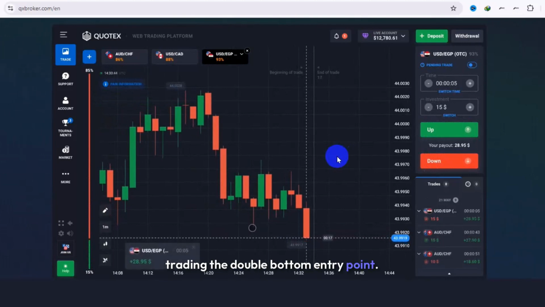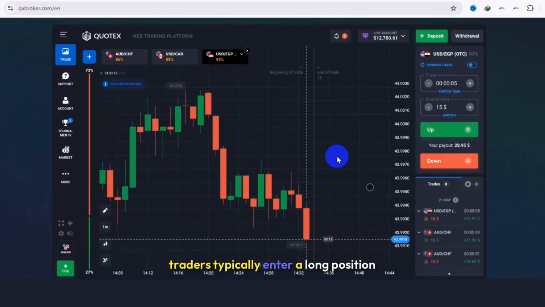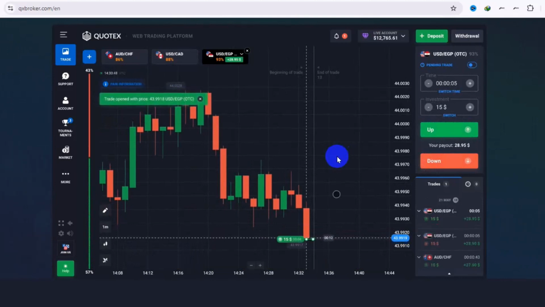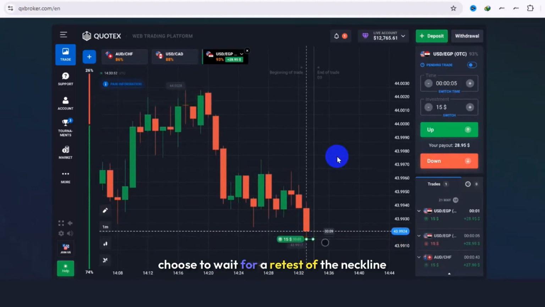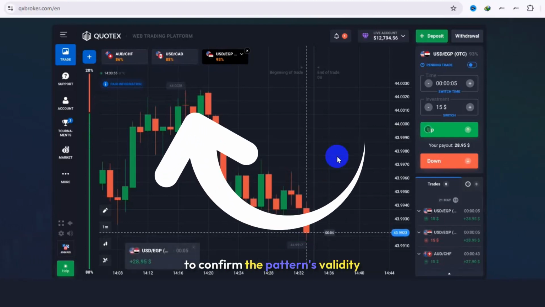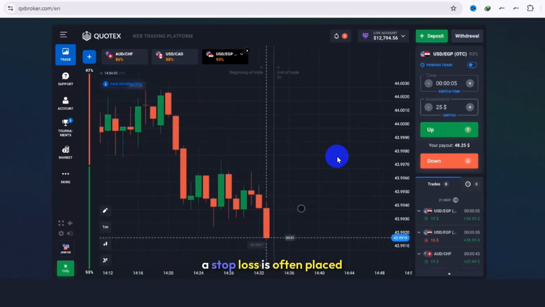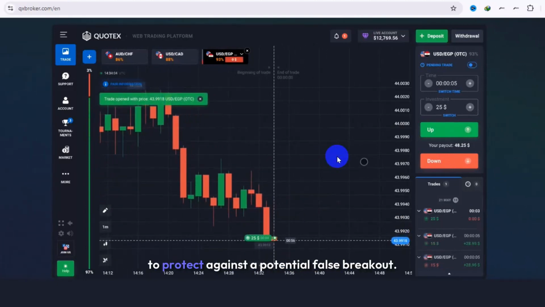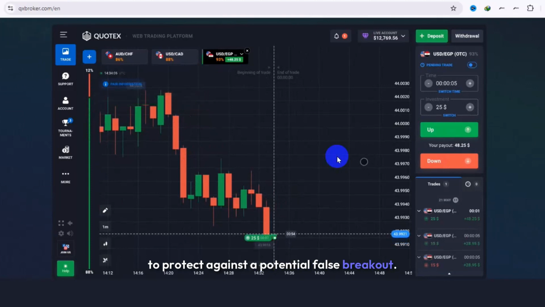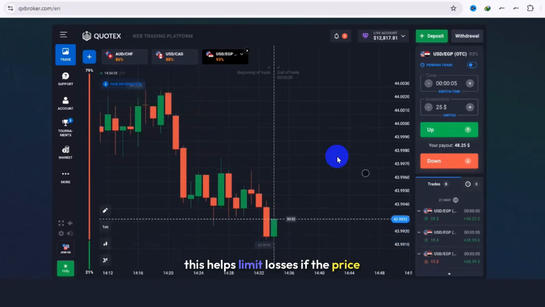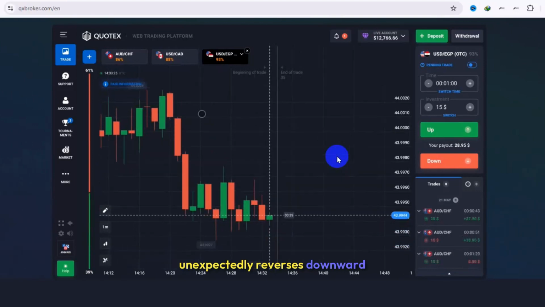Entry point. Traders typically enter a long position when the price breaks above the neckline. Some may choose to wait for a retest of the neckline after the breakout to confirm the pattern's validity. Stop loss placement. A stop loss is often placed just below the second bottom to protect against a potential false breakout. This helps limit losses if the price unexpectedly reverses downward.